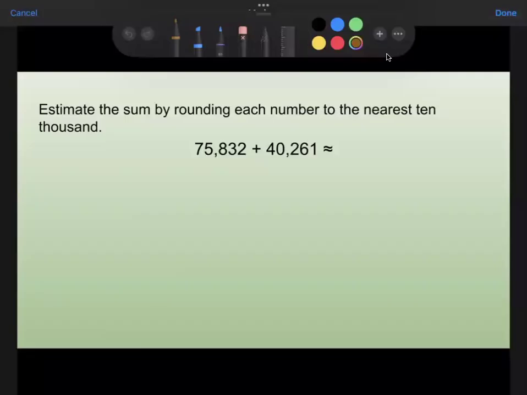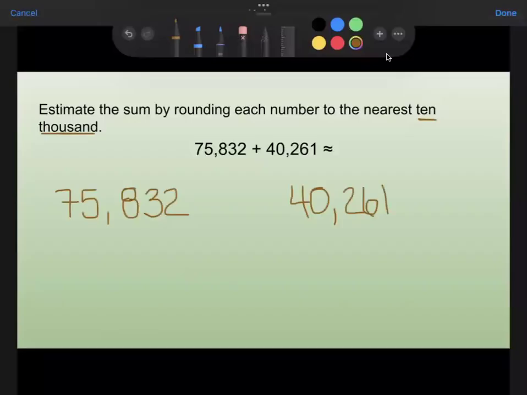Okay, here's our next one. We're going to estimate the sum by rounding each number to the nearest 10,000 this time. So our place values are getting bigger, 10,000. So I'm going to write 75,832 over here, and then 40,261 over here. So I'm going to find the 10,000s place for both, right here and right here.